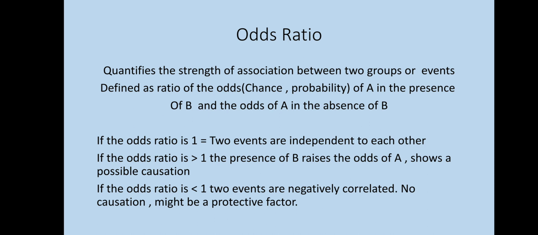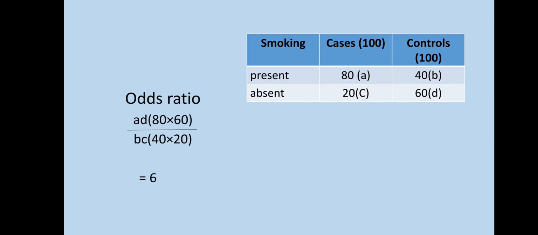If the odds ratio is less than 1, it means that two events are negatively correlated and no causation exists. Rather, a protective role of the factor under study exists to the disease.